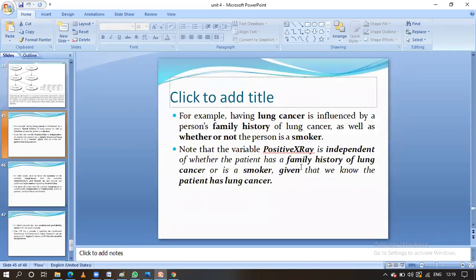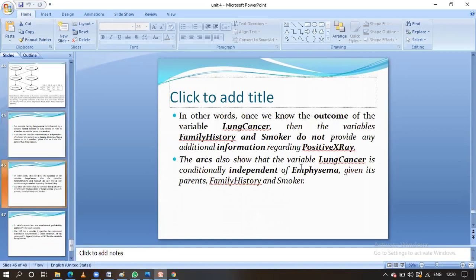There is a relationship that will be represented in the diagram. If there is no relationship, those variables are independent of each other. Like here, X-ray as well as family history and smoking, there is no arc between them. That is why they are independent of each other.